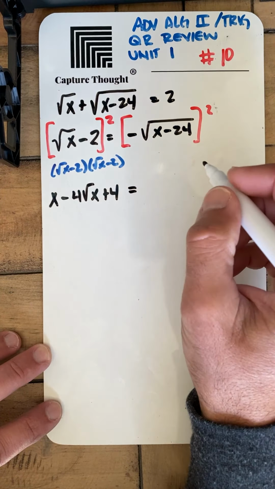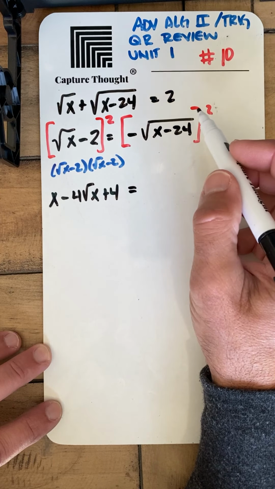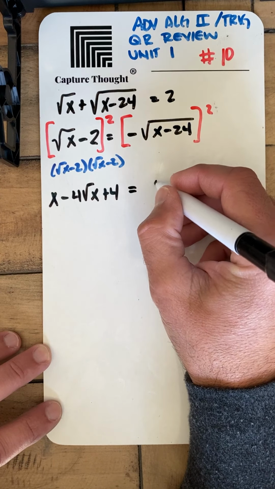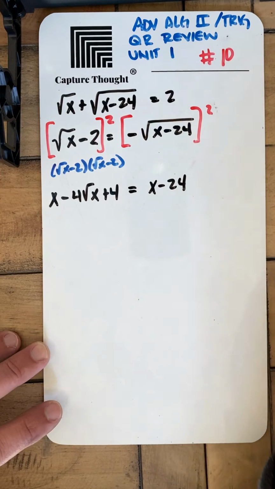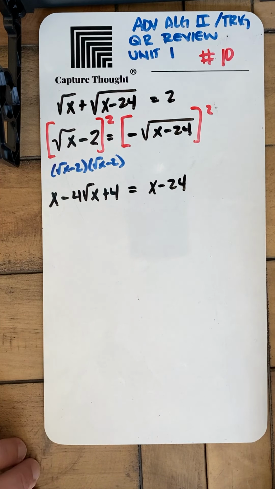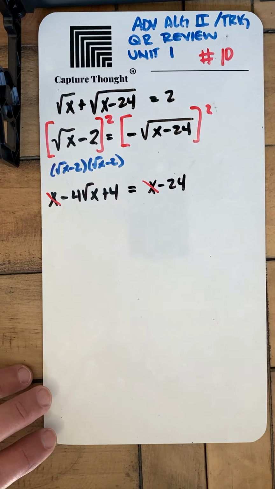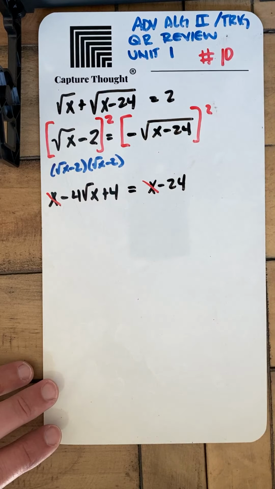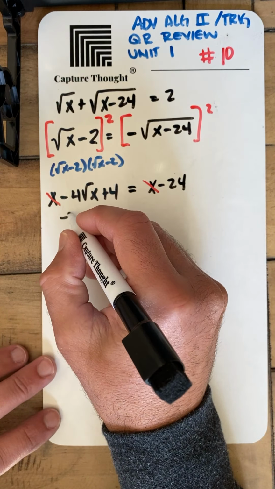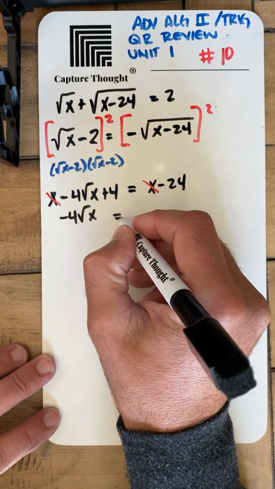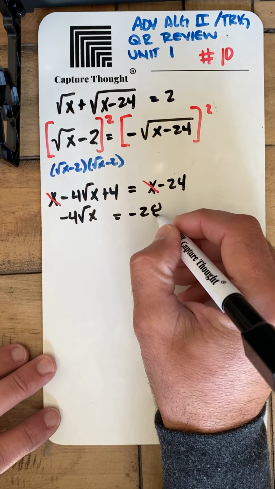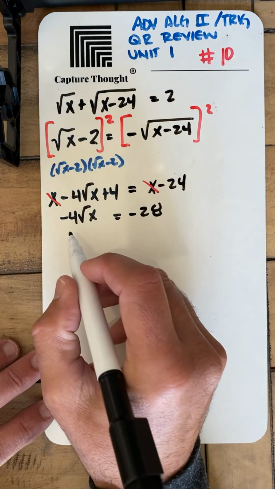On the right-hand side, if I take the negative square root of x minus 24 all squared, you're just left with x minus 24. So already my equation looks a lot simpler. From here, I can also see that these x's cancel out because that x is on both sides. So if I bring everything to one side and numbers to the other side, I would have negative 4 square root of x is equal to negative 28 if I just subtract 4 from both sides.